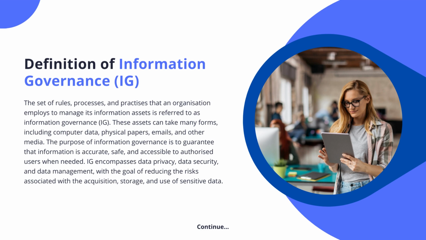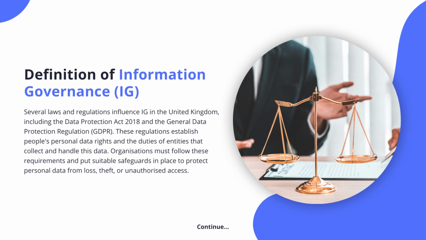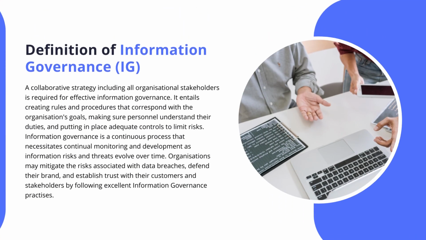Information governance, IG, is an organization's set of rules, processes, and practices to manage its information assets, ensuring accuracy, safety, and accessibility. Organizations must comply with laws and regulations to protect personal data from loss, theft, or unauthorized access. The collaborative strategy helps to create rules and procedures, understand duties, and limit risks. Organizations can mitigate risks, defend their brand, and establish trust through information governance.